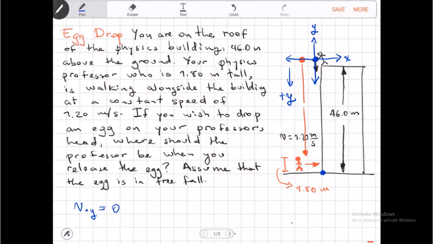Okay, from the problem we know that y is the initial height, the initial position where the egg is released from, and it is 46.0 meters, that is the building height. The professor's height is y0, right? We are taking that position as y0, and it is 1.80 meters. All right.